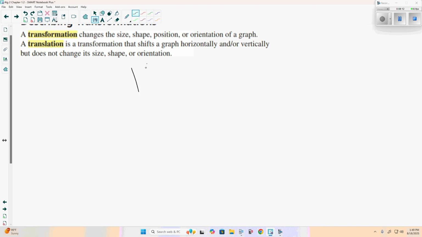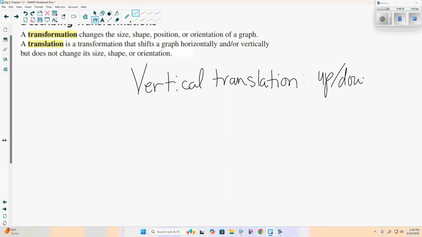Now, there are two main ones that we have. Vertical translation. A vertical translation is going to move it up or down by that value of K. K is our vertical translation. K is our up or down. The number that we have in place of K in all three of these tells us how far we're going to move it up or down. Vertical translation is our K, which moves it up or down.